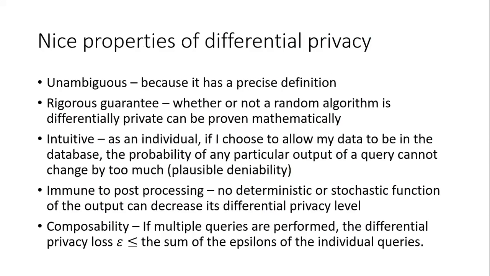I think it's somewhat intuitive that, as an individual, if I choose to allow my data to be in a database, then the probability of any particular output of a query can't change by too much, as opposed to if I didn't have it. This is related to a concept called plausible deniability. In the social sciences, if you were to ask individuals a yes or no question, it's kind of awkward, something where if I say yes, I'm embarrassed.